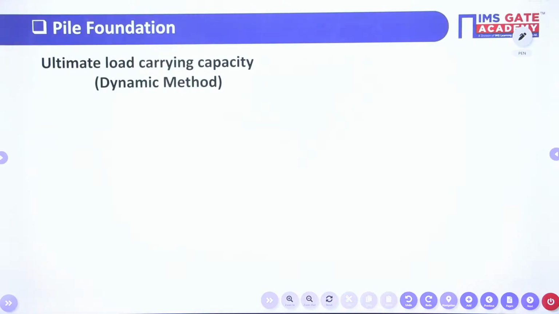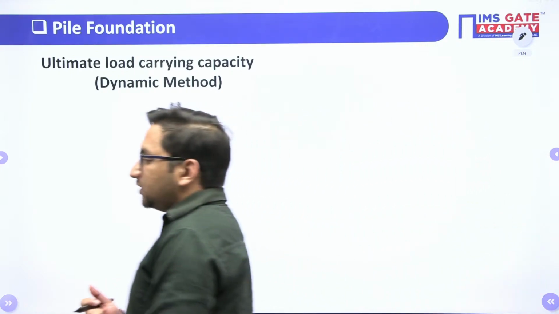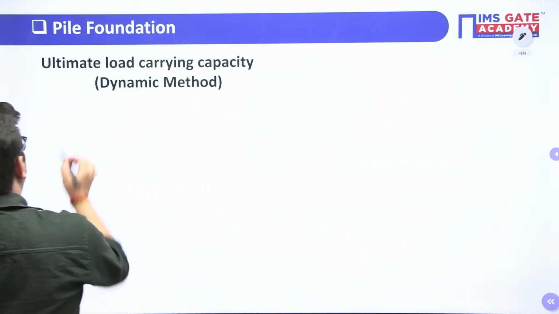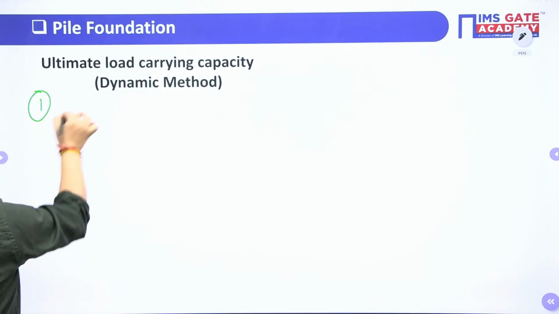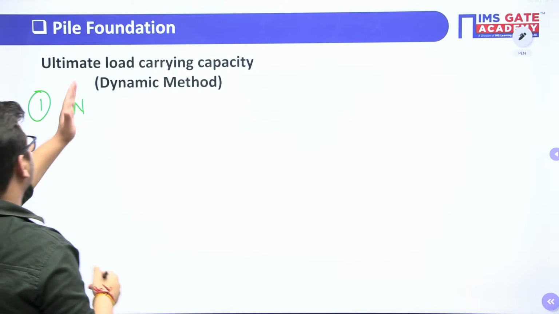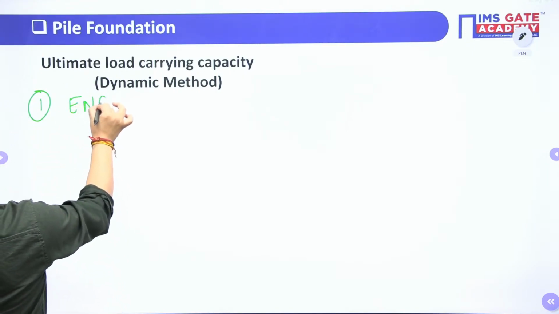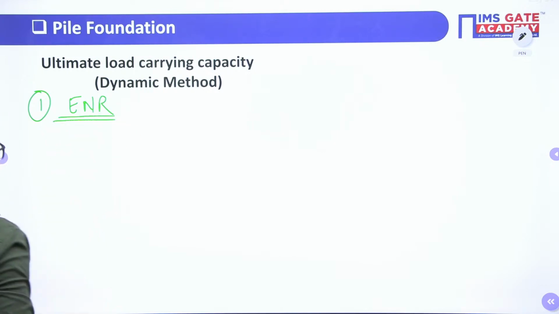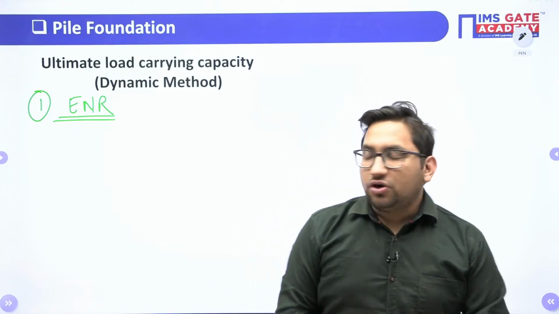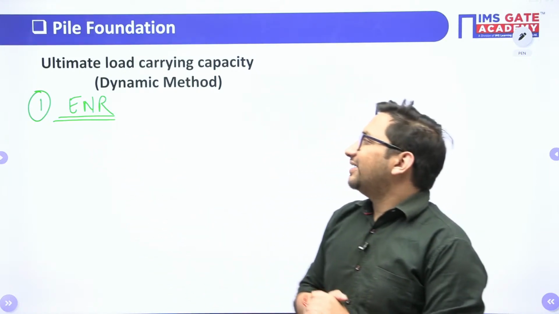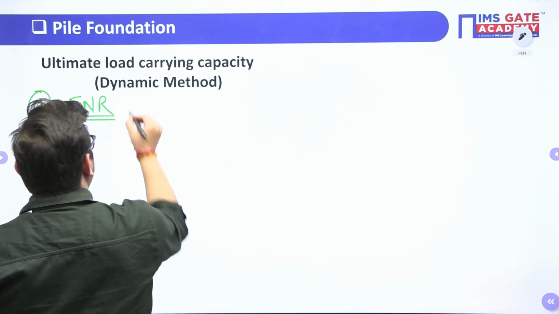Now, there are some dynamic formulas also which should be known to you. So we know that there is one Engineering News Record formula, that is the ENR formula. There are some empirical relations also, that is the ENR formula, the Engineering News Record formula. This particular formula was published in this particular magazine, Engineering News Record. So we call this particular formula the Engineering News Record formula only, right? So this is your ENR formula.